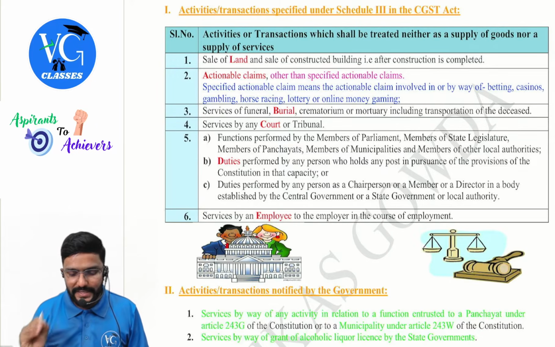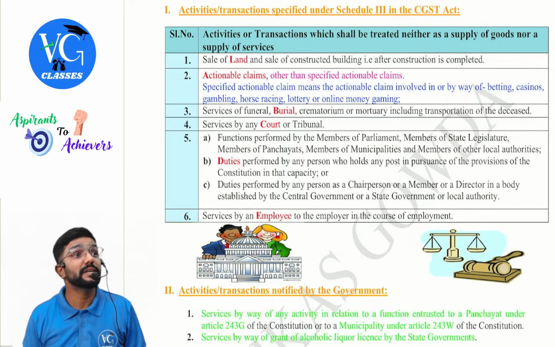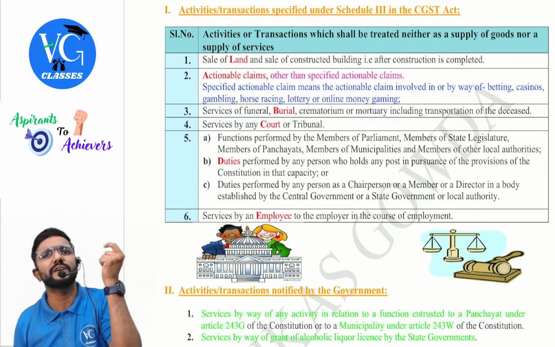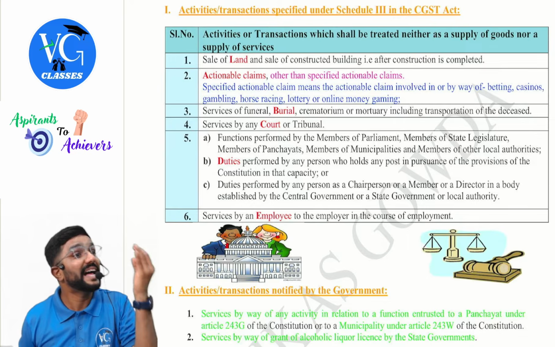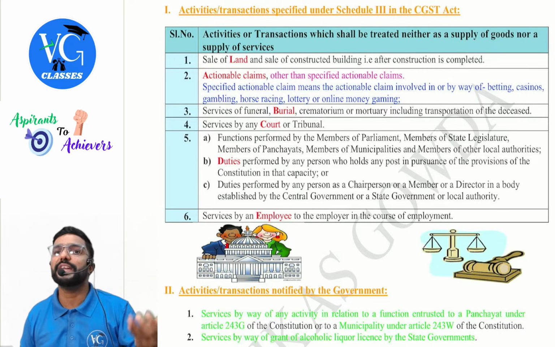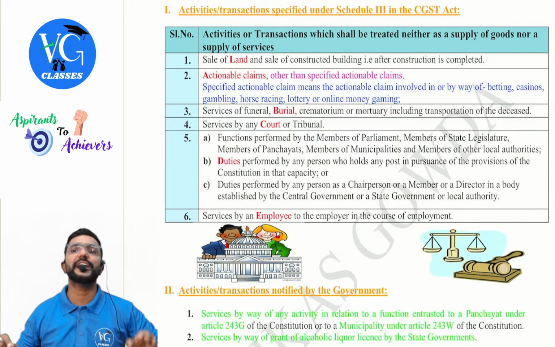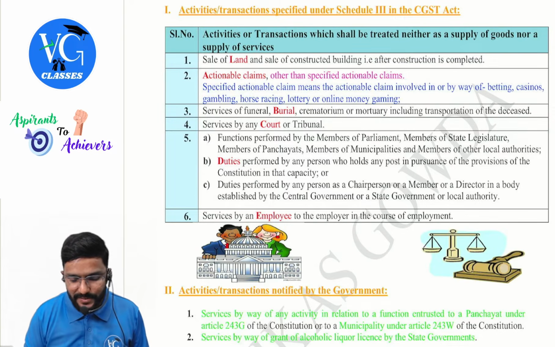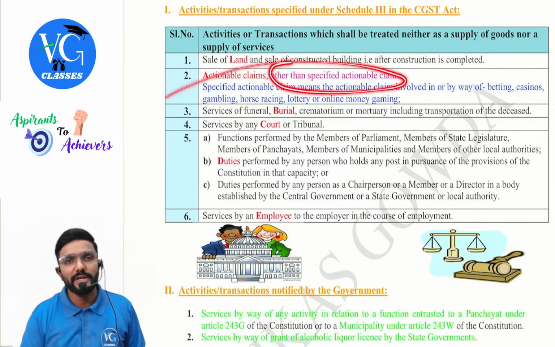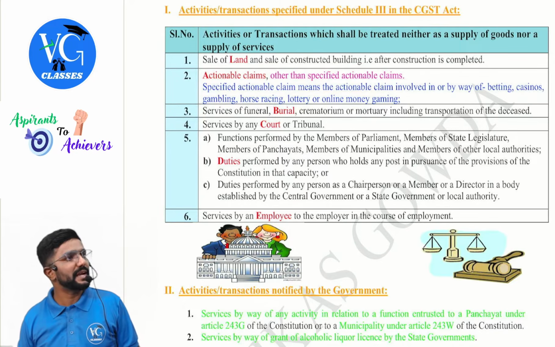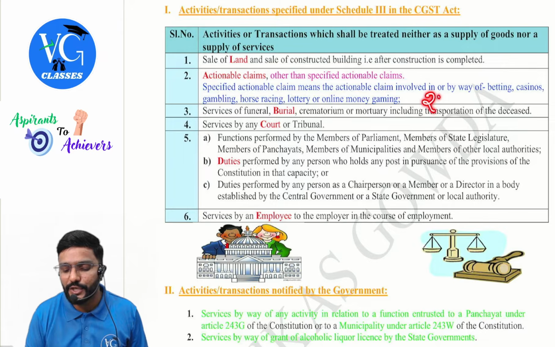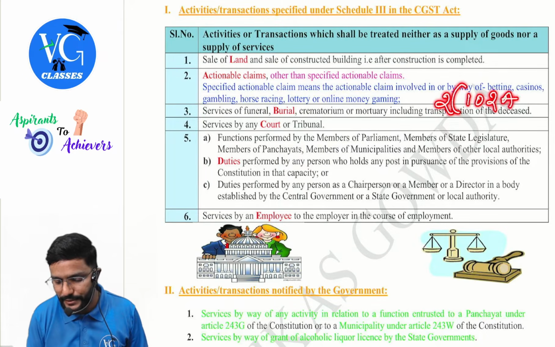Sale of land and sale of constructed building. Which building? Constructed building, where entire consideration is received after, after what? Earlier of the date of obtaining completion certificate or the date of first occupation. Next, actionable claims other than specified actionable claim. Sir, specified actionable claim, is it a supply? Yes. What does it include? It is actually given in section 2(102A), guys.